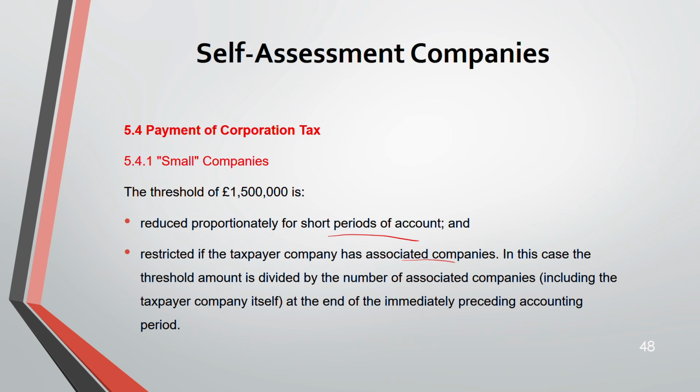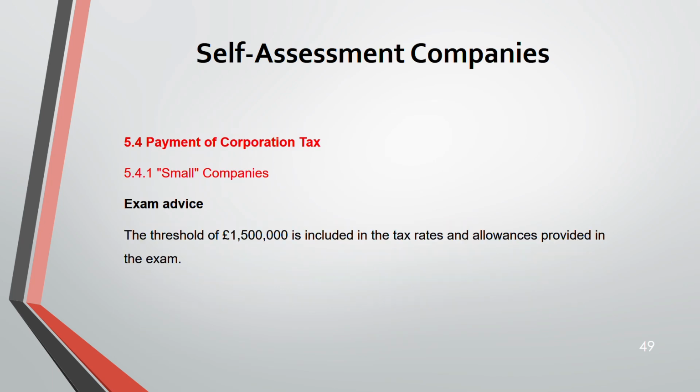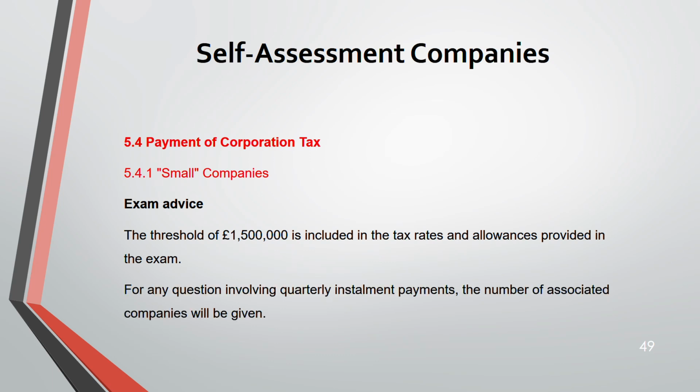In this case, the threshold is divided by the number of associated companies, including the taxpayer company, at the end of the immediately preceding accounting period. Now, some exam advice. This 1.5 million threshold is included in your tax rates in the exam. For any question involving quarterly installment payment, the number of associated companies will be given.